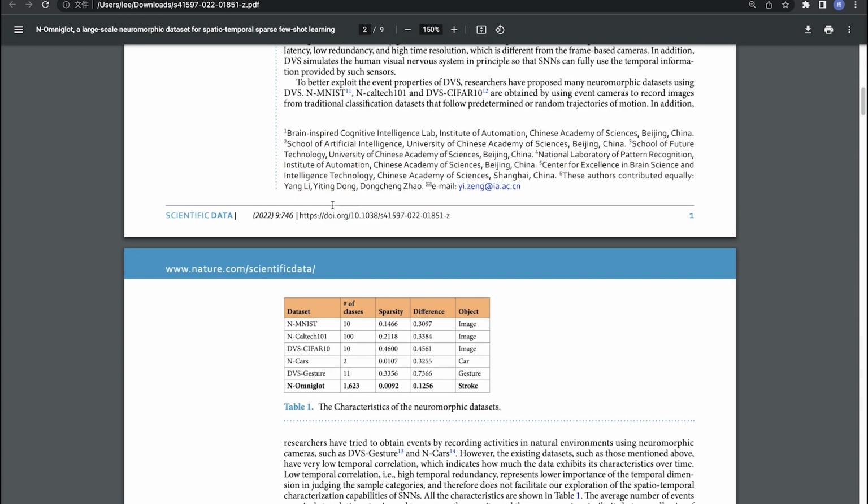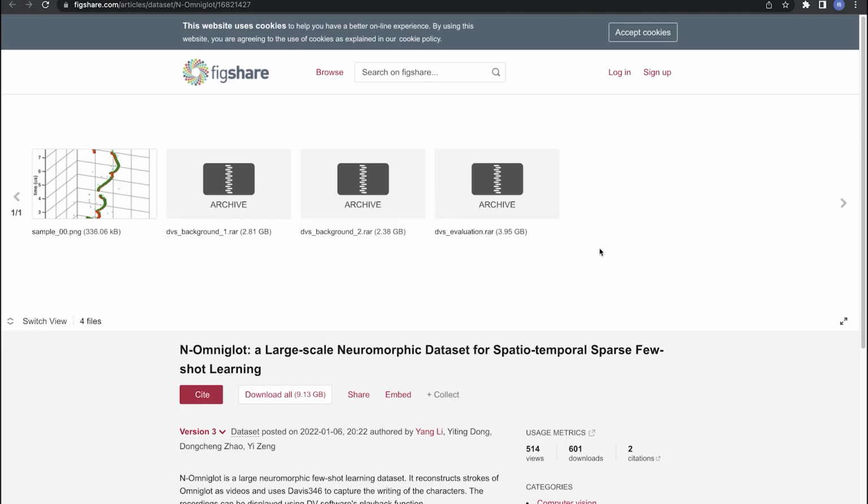In addition to sparse coding to reduce energy consumption, rapid learning of new concepts from a few samples is one of the essential capabilities of the human brain, but this remains an open problem in spiking neural network-based machine learning. To address this issue and bridge this gap, we propose the first neuromorphic dataset for few-shot learning, N-Omniglot.